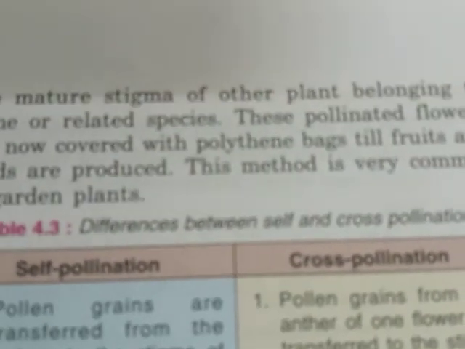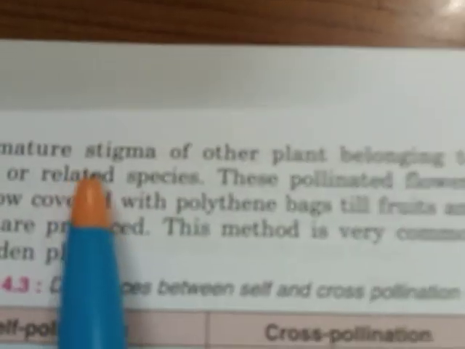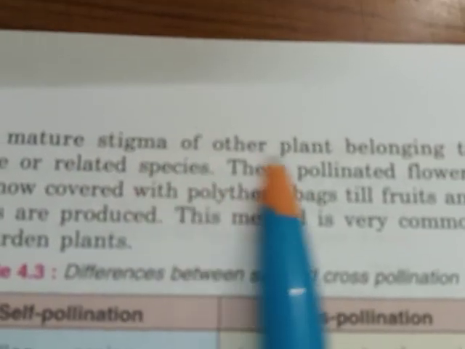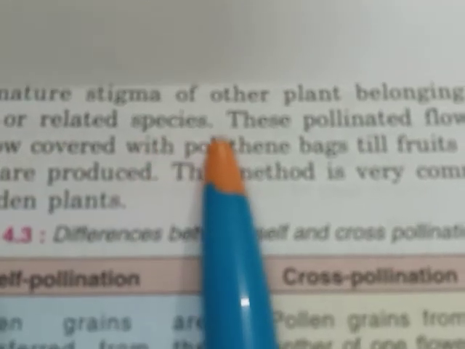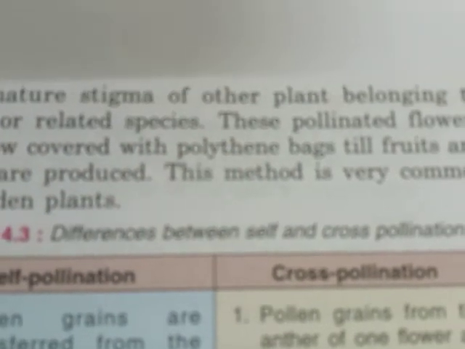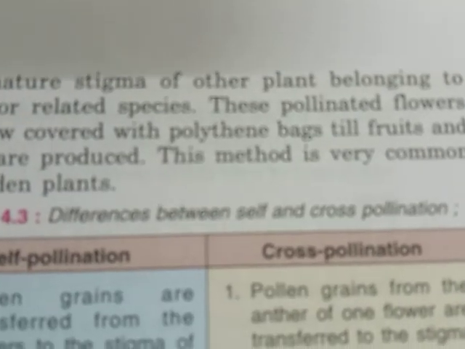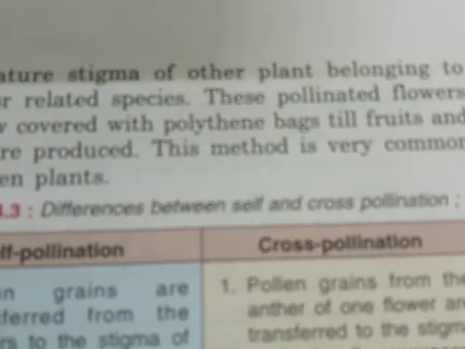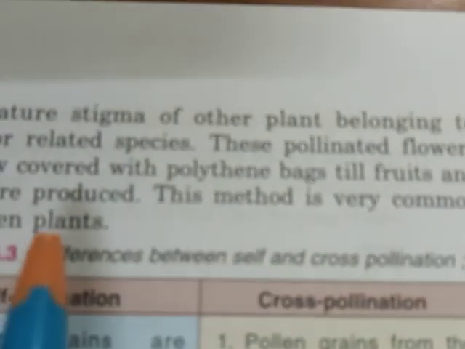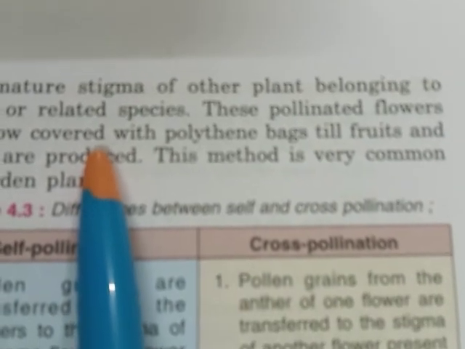Now see, the pollen grains which are removed from the anther are dusted on the stigma of the other plant belonging to the same or related species. So in this way, from all the plants which produce better qualities, the anthers are carefully removed and dusted on the stigma to produce a better and healthy variety.